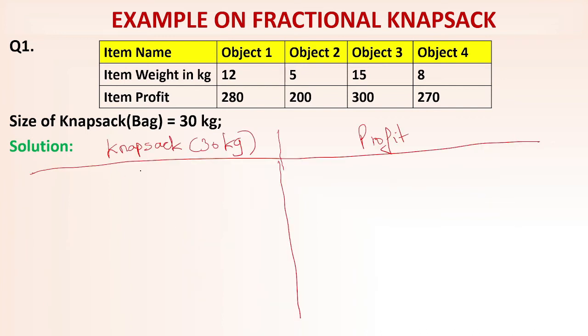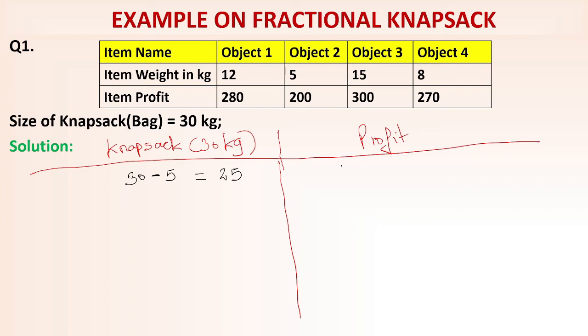Object 2 is of 5 kg and knapsack size is 30. So I'm putting object 2 inside my knapsack. So 30 minus 5 I have to do now, because the 5 kg item is gone inside the knapsack. So now the knapsack can take at the most 25 kg of items inside it, because it has already taken 5 kg of items. So now the new knapsack capacity is 25 kg.